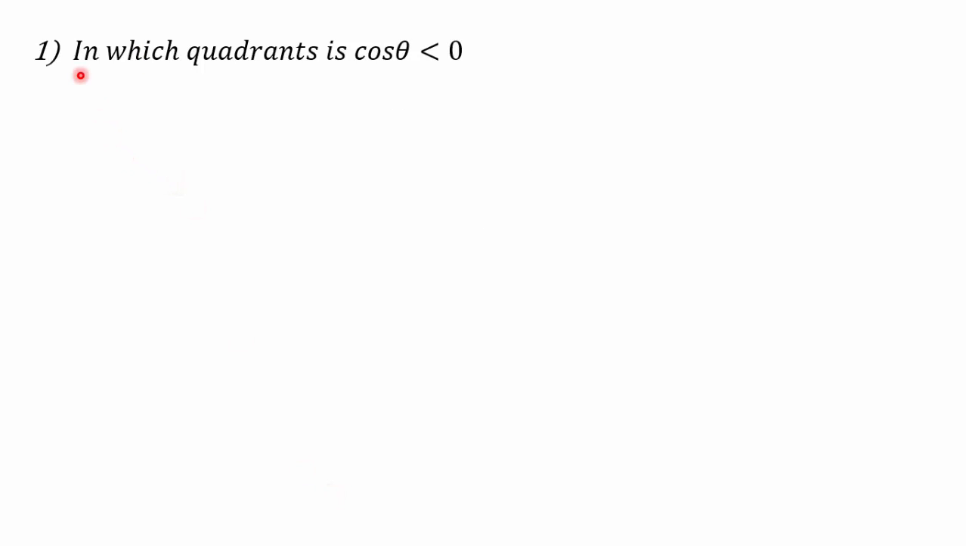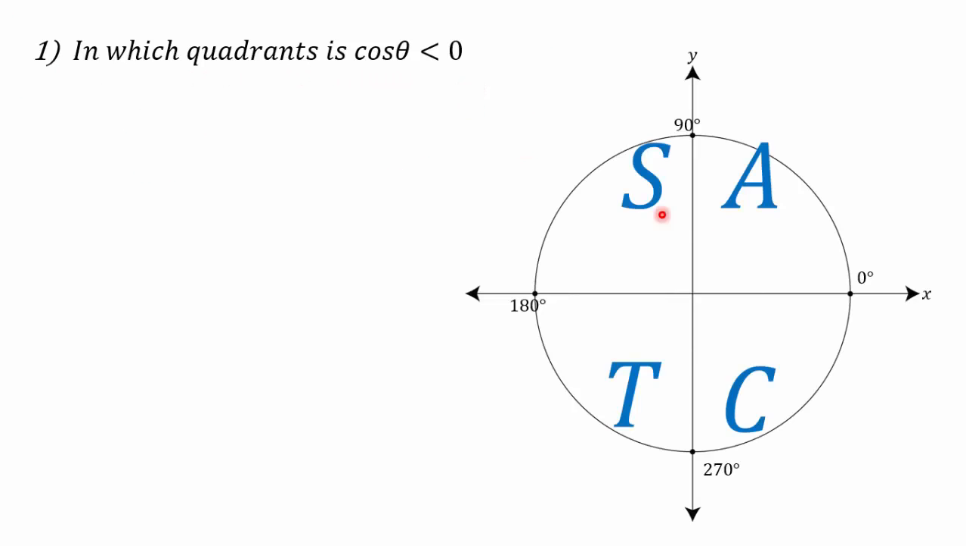So the types of questions you'll get, easy type to begin with. In which quadrant is cosine less than 0? So I do my All Stations To Central. I have cosine positive because everything's positive here. Cosine's positive here because of the C. So it must be negative here in quadrants 2 and 3.